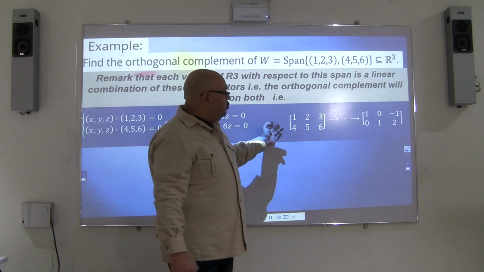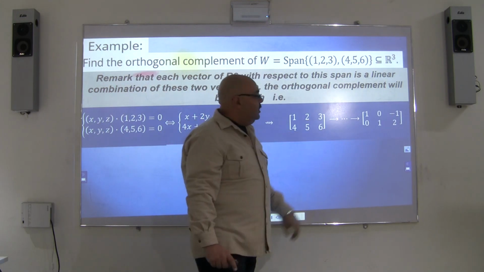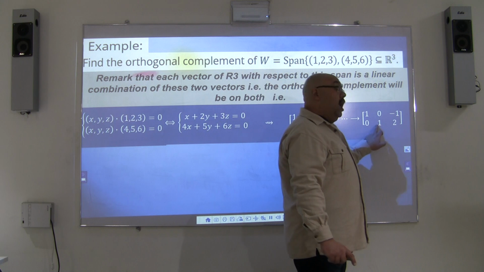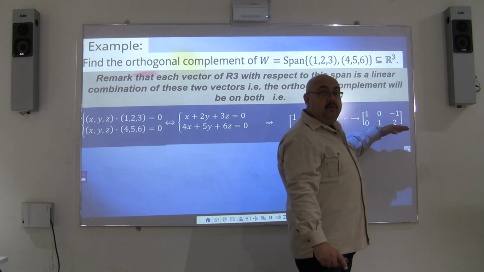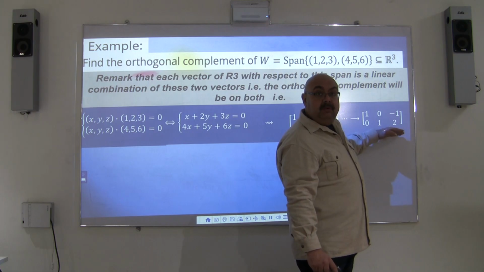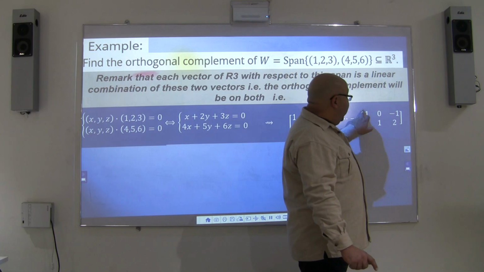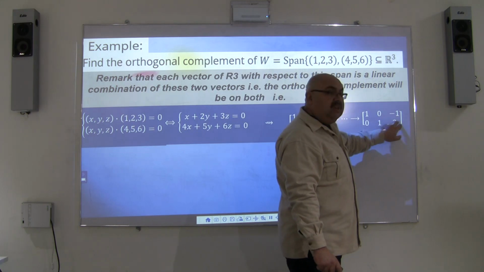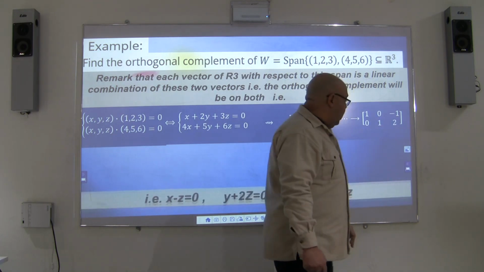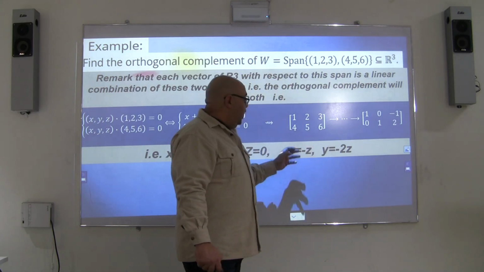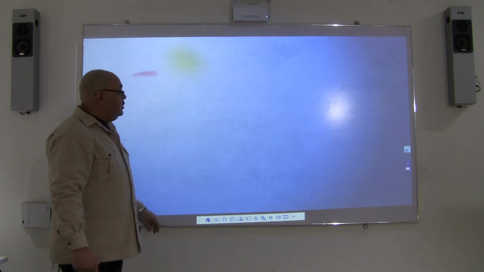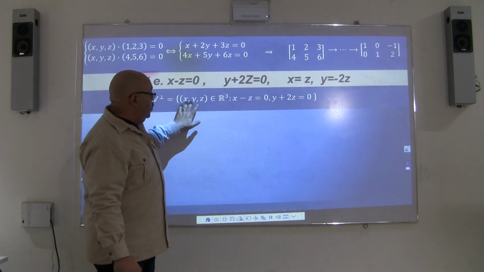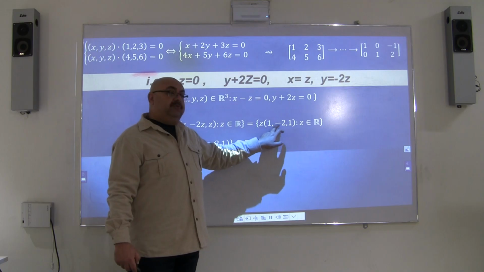That's the augmented matrix. You can solve it to get the reduced echelon form, which means that X is equal to Z and Y is equal to negative 2Z. It's an augmented matrix for a homogeneous system. This is X, Y, and Z, which means X minus Z equals 0, so X is equal to Z. And this equation means Y plus 2Z is equal to 0, which means Y equals negative 2Z. Now I can find the relation between them. I can use this substitution in X, Y, Z, and then I can separate the vector 1, negative 2, and 1.